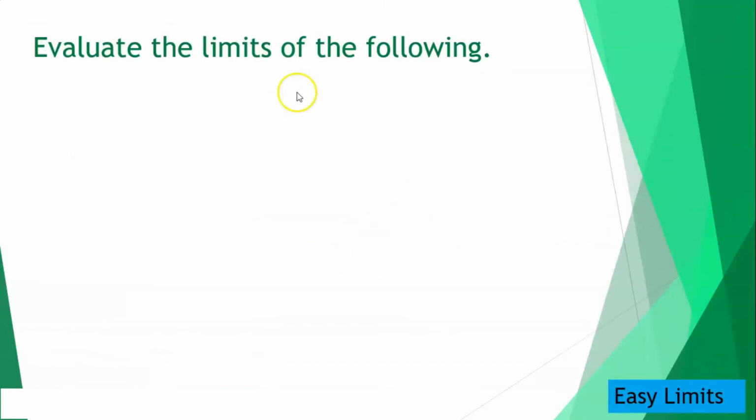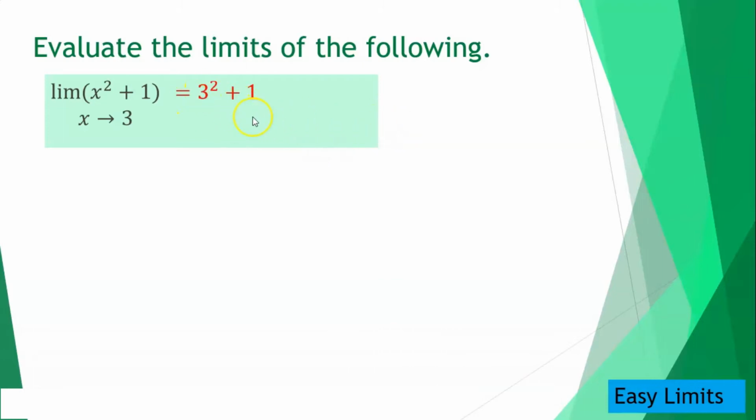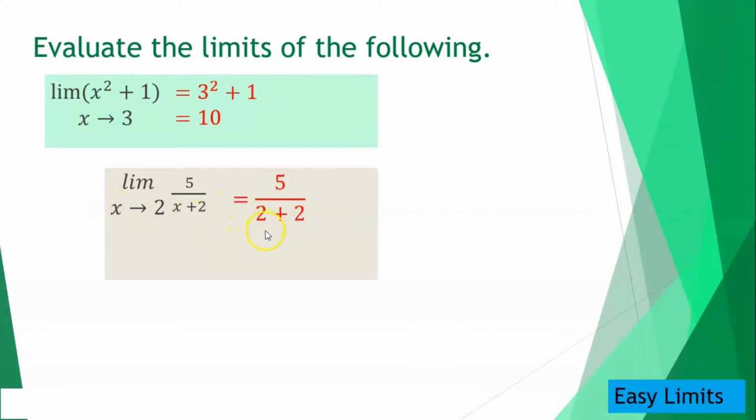Now, for this one, evaluate the limits of the following. Again, for easy limits, all we have to do is substitute right away. With this one, 3 squared plus 1, so this is 10. Another, 5 over x plus 2, as our x approaches 2. Again, with this, substitute. Simplify. This is 5 over 4.